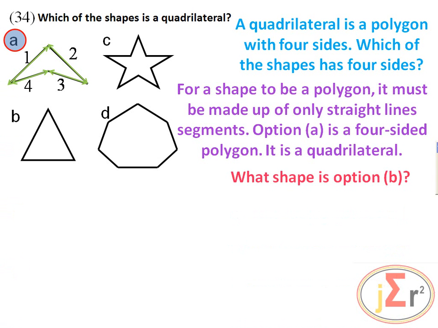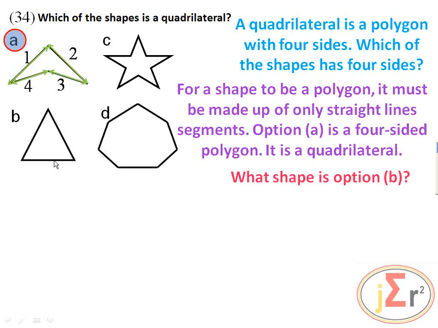What shape is option B? What shape? Triangle. Okay, option B is a triangle. How do we know that it is a triangle? Because it has 3 sides. And the word tri means? 3. Right. So a triangle has 3 angles. But it has 3 angles because it has how many sides? 3. Right. And where we have the pair of sides meeting, there's an angle.